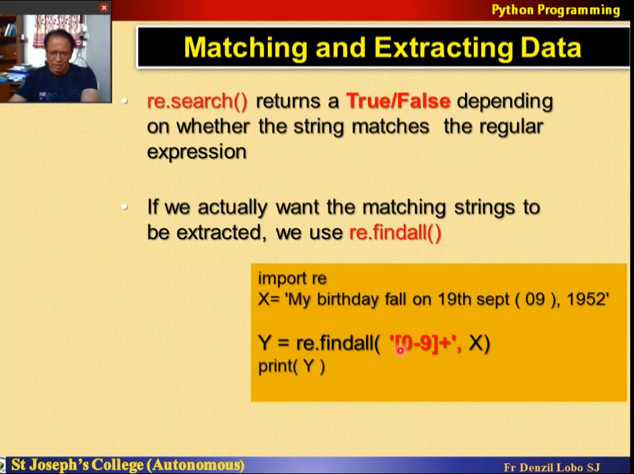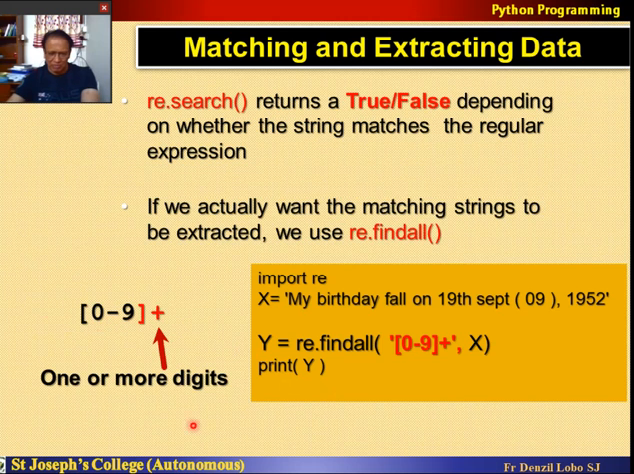So what does this do? As you see here, it is digits 0 to 9, one or more times. So it is going to extract this data. As you see, it contains 19 here, 09, 1952. The rest is not printed. It is only going to extract those characters 0 to 9, one or more times, that is, one or more digits. So it is going to print 19, it is going to print 09, and 1952. This is what it is going to do.